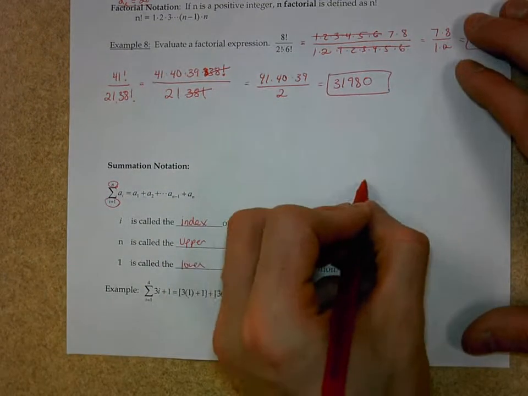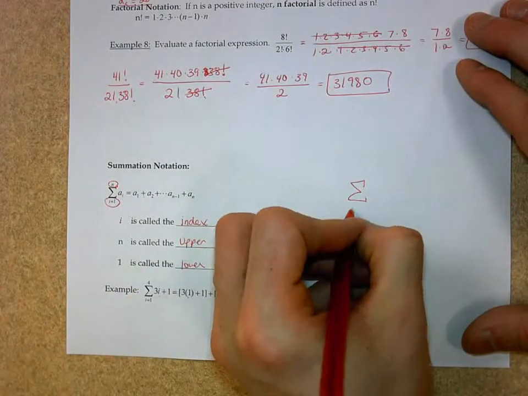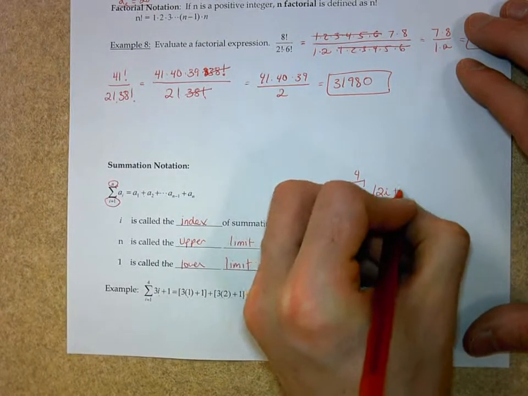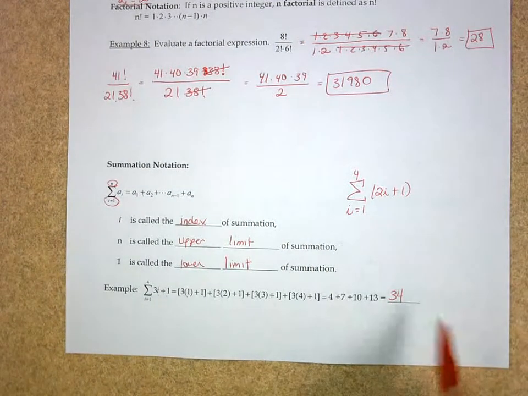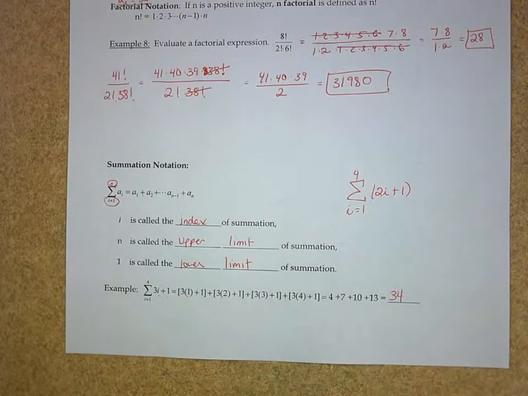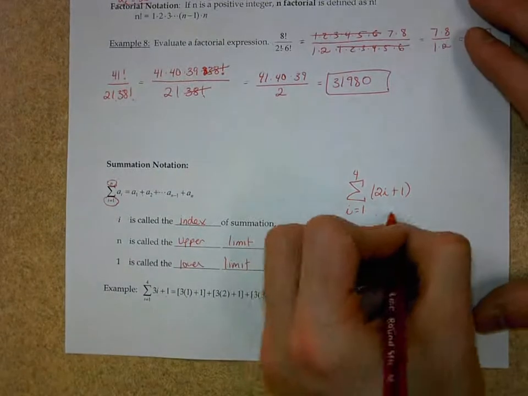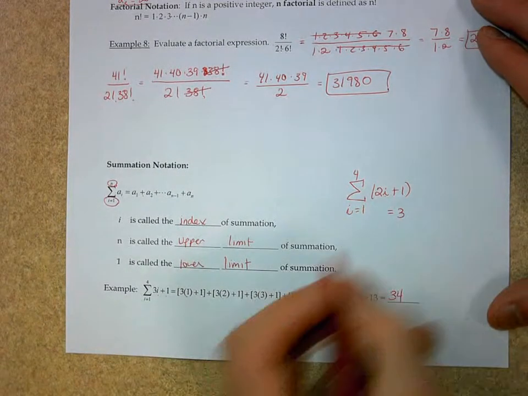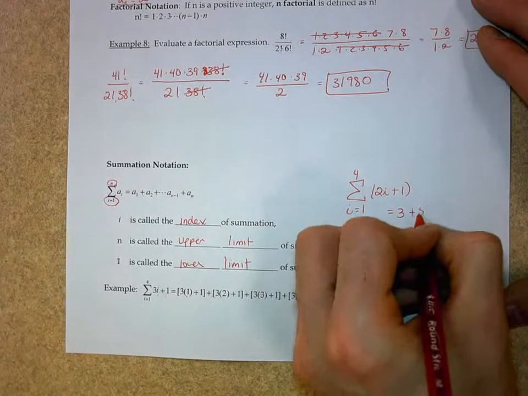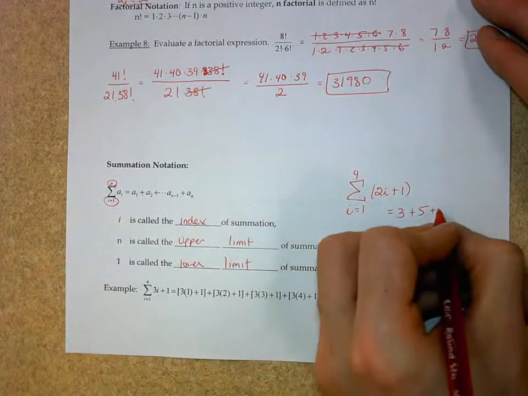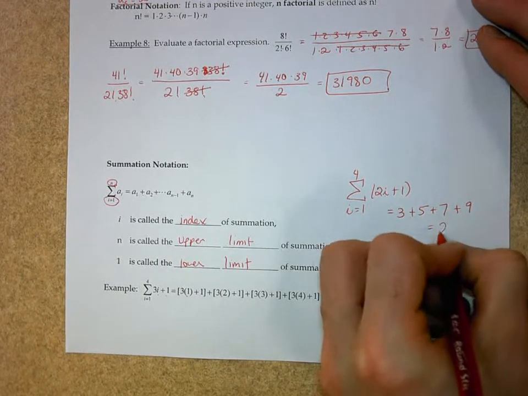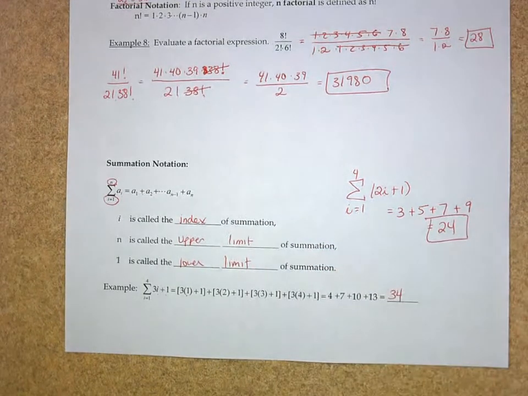Another example that I could have, let's say I wanted to do the summation going from 1 to 4 of 2i plus 1. I would plug in a 1 for this expression, I would plug in a 2 for the expression, a 3, and a 4. So if I were to plug in a 1, 2 times 1 is 2 plus 1 is 3. If I plug in a 2, I get 4 plus 1, which is 5. If I plug in a 3, I'll get a 7. And if I plug in a 4, I'll get a 9, which would give me 24.